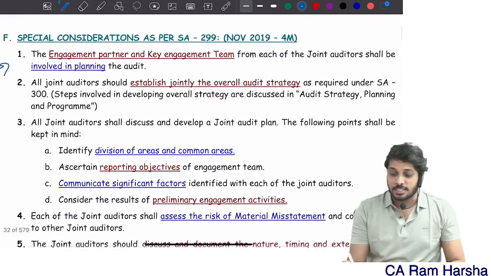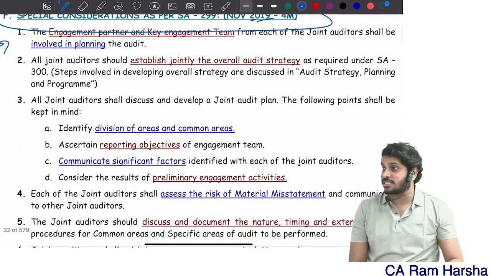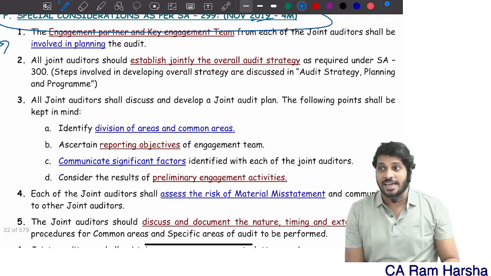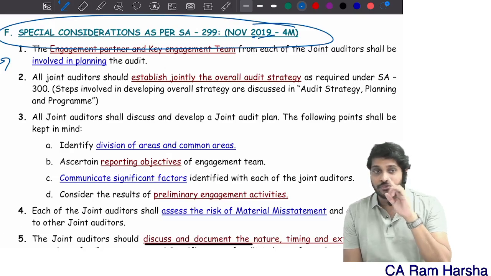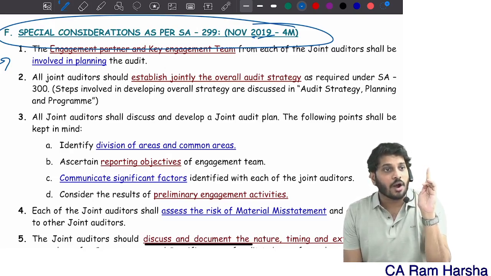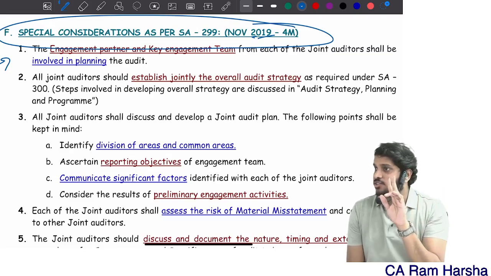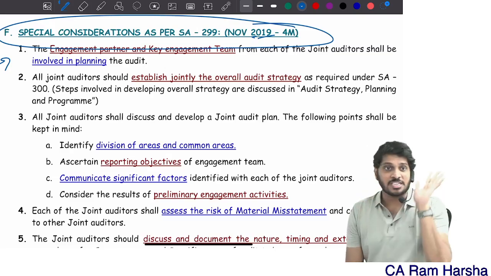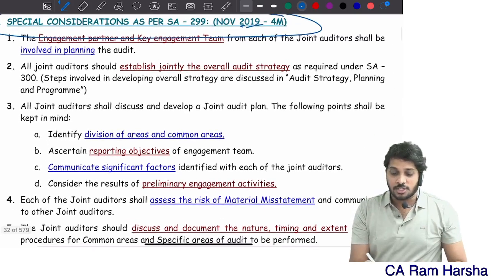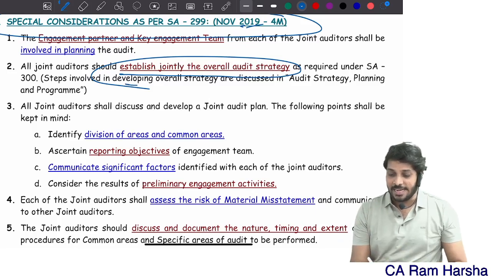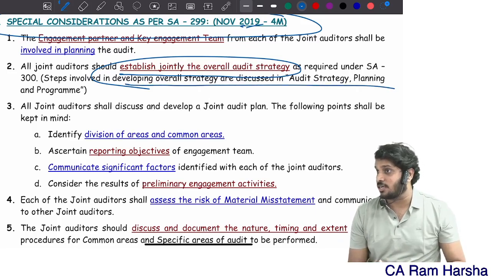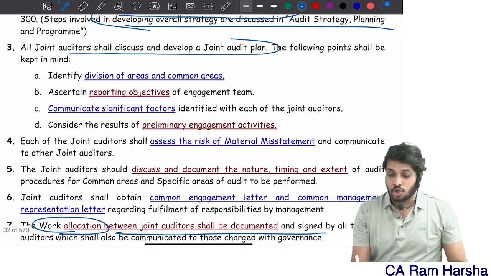Now, what are the special considerations? Many times this was asked from the joint audit. If at all an exam question is coming, it either comes on special consideration, or from responsibilities, or from coordination. From these 3 areas only, generally you will get questions. Special consideration: all the joint auditors should establish jointly the strategy and develop a joint audit strategy. And they should develop a joint audit plan.